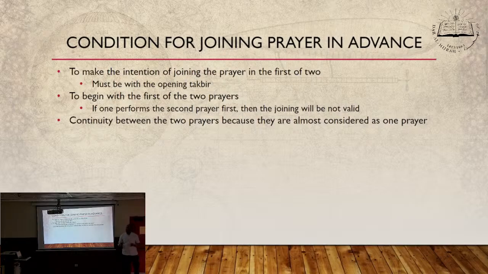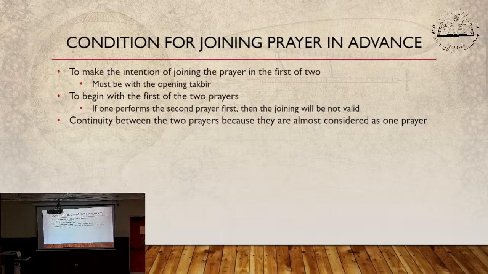So let's say, for example, the individual wants to join the prayer, but he prayed Asr and then he prayed Dhuhr. What happens? The joining is not permissible, and he has to re-pray in sequence. In order, yes, remember? Continuity between the two prayers, because they're considered one. Meaning that I will pray the 2 and then immediately pray the other one.